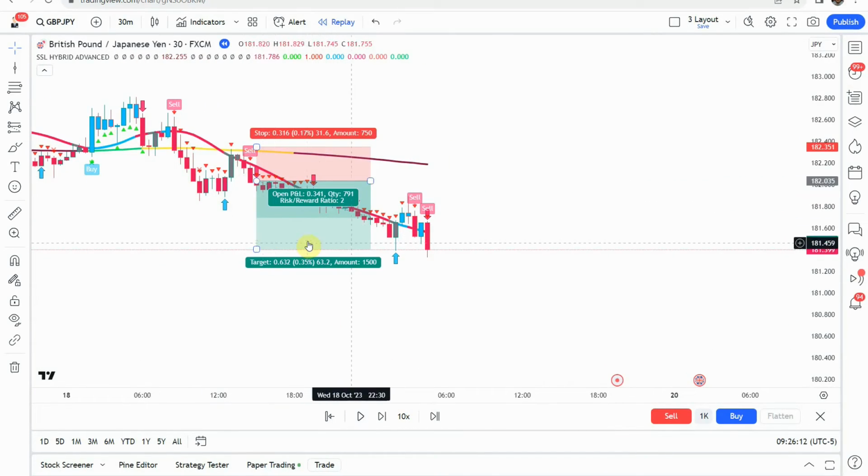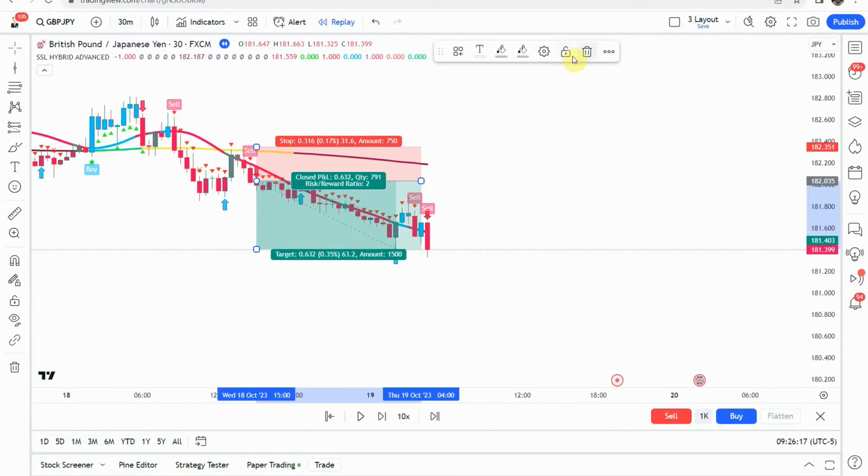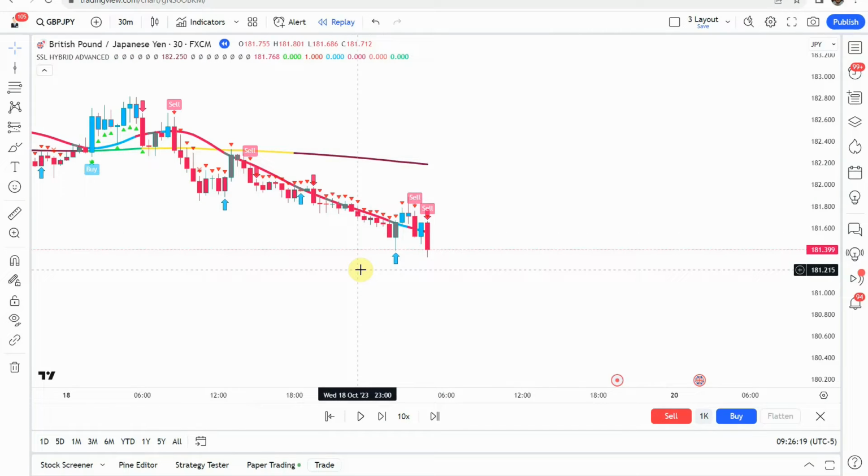And you see here that we come down nicely, and we eventually hit the 1 to 2 risk reward right there. Let's go ahead and look at a long trade now.